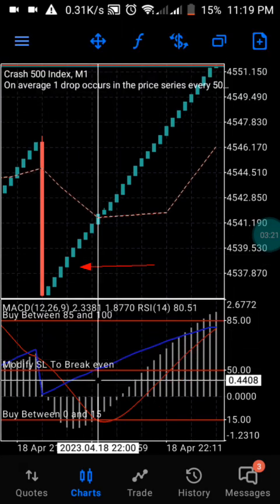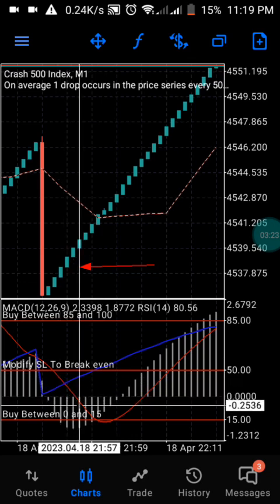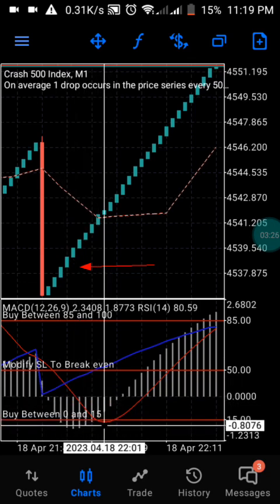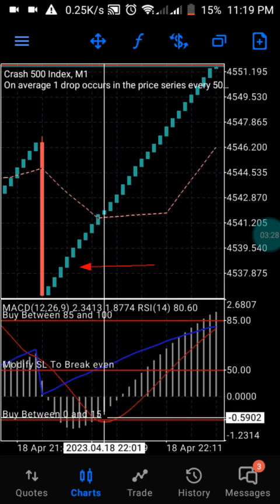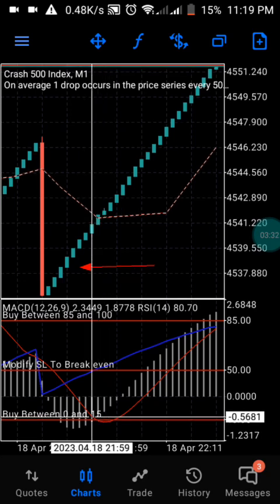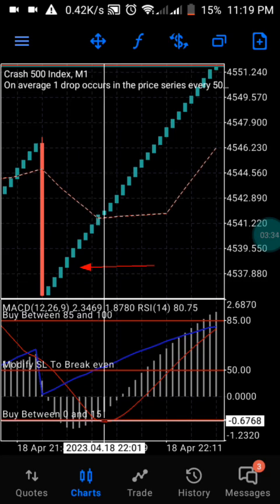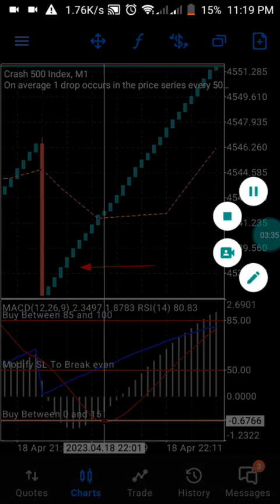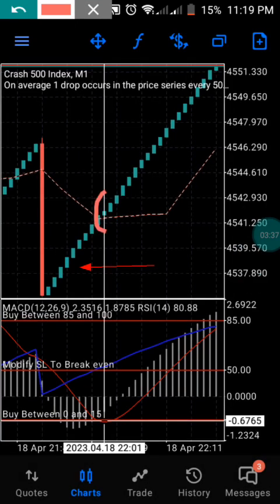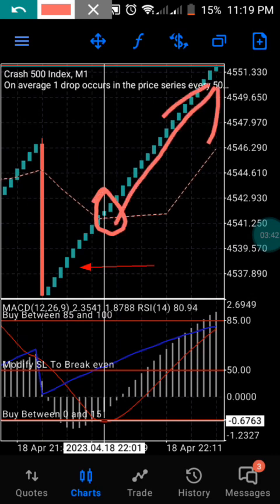You see, the red line crosses above the histogram. Once it gives us a sign here, we have our entry at this particular moment. So you can easily enter your market at this level. And once you enter your market at this level, you can keep on buying the market.